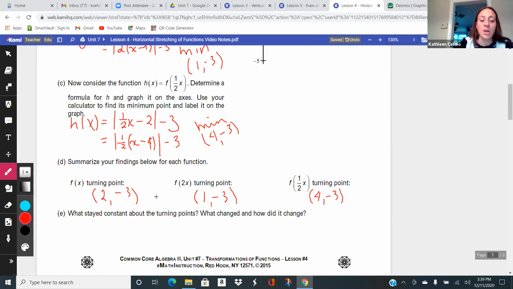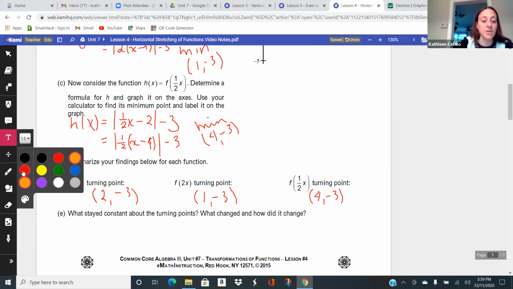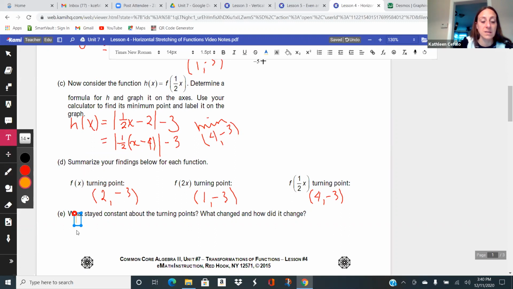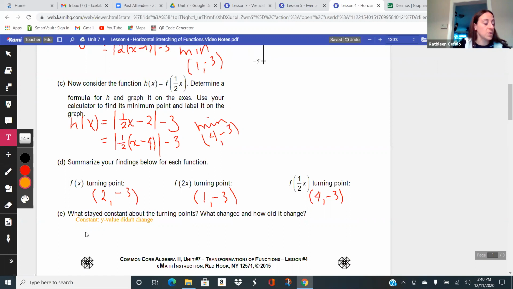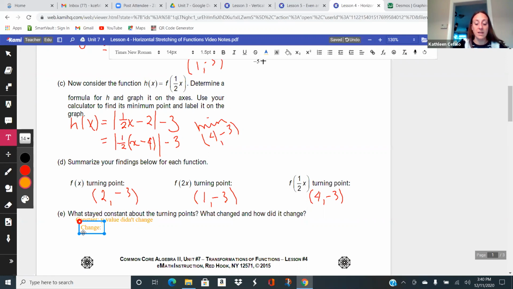Okay, so let's notice what stayed constant so that maybe we can find some patterns here. So things that stayed constant. All right, well, it looks like our y value didn't change. That was constant. Okay, so what did change? Well, the thing that did change was our x values.